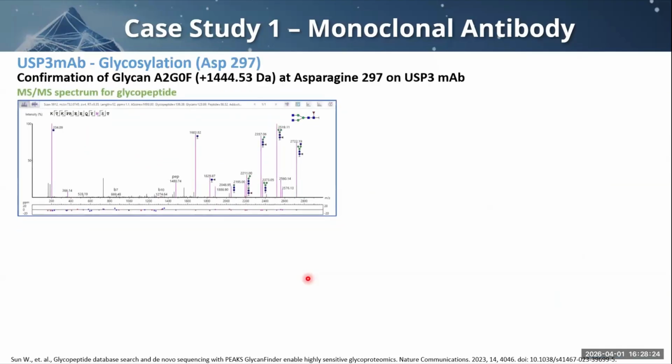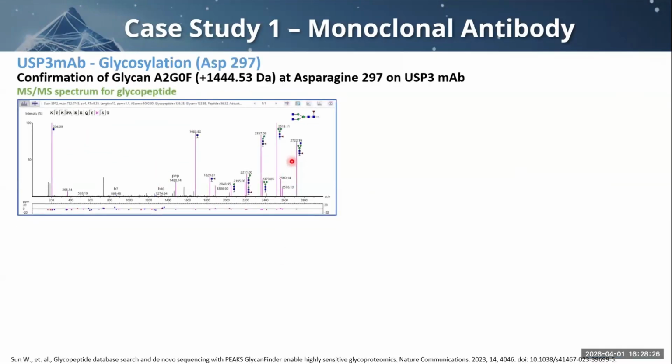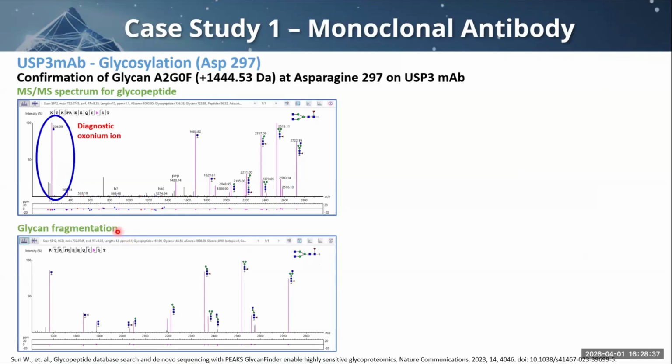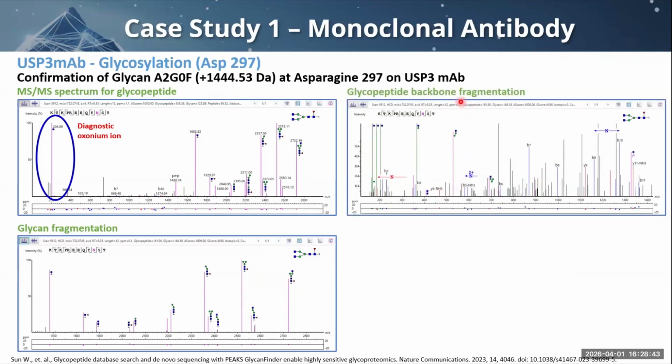Just to give you a bit more detail, that's the spectrum here. You've got your diagnostic oxonium ion indicating that this is indeed a glycopeptide, one of many diagnostic ions present. This is the glycan fragmentation spectrum. We see sequential fragmentation of the glycan. This is the glycopeptide backbone fragmentation, and we see good coverage across the peptide molecule.